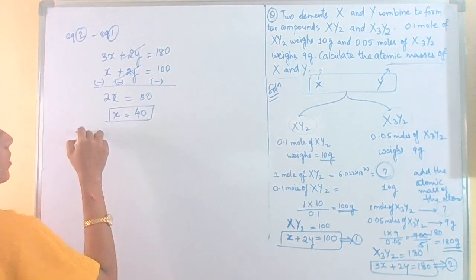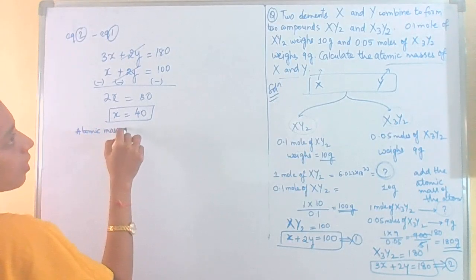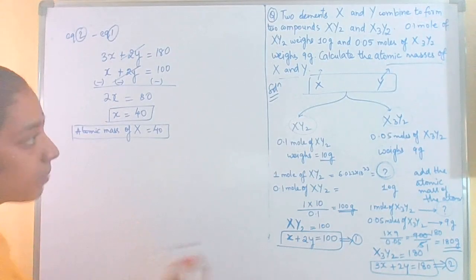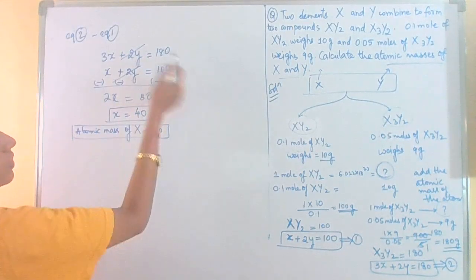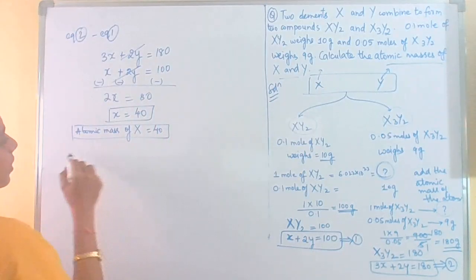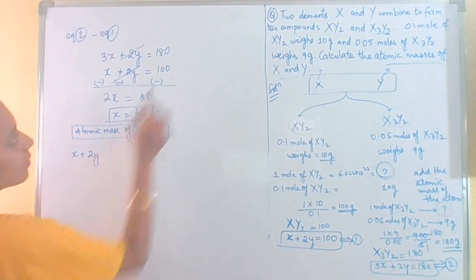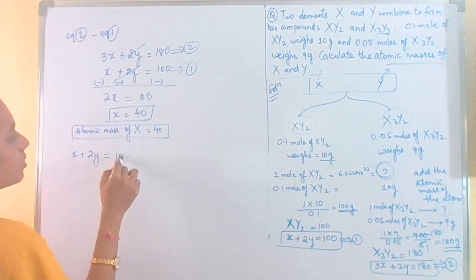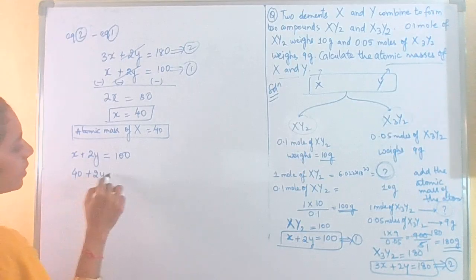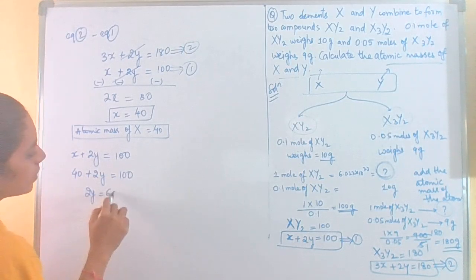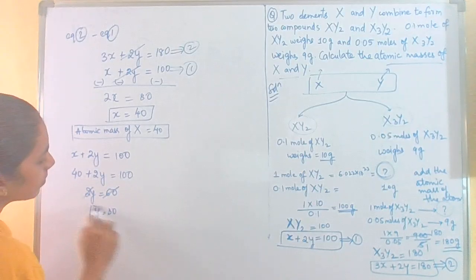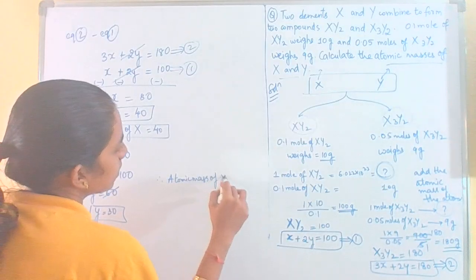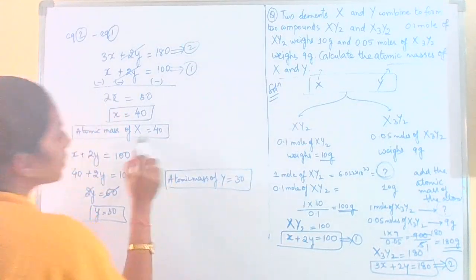What is x? The atomic mass of element X is equal to 40. Then what is the atomic mass of Y? For that, we can take either the first equation or the second equation. I am taking the first equation. X is 40, plus 2y is equal to 100. 2y is equal to 60. Y is equal to 30. So therefore, the atomic mass of Y is equal to 30 and the atomic mass of X is 40.